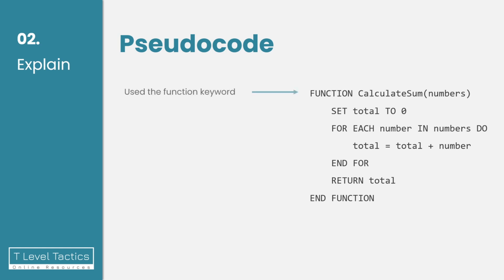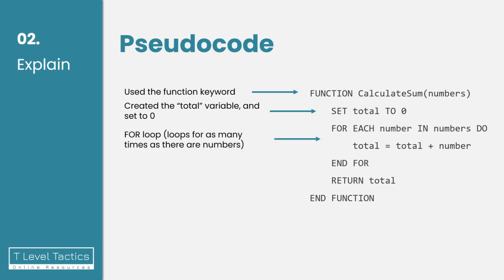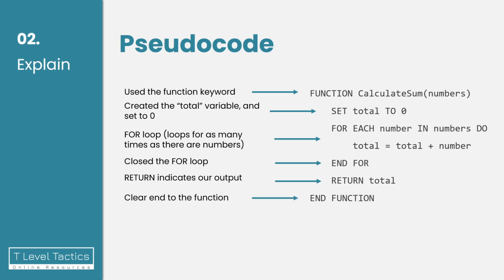So, we've used the function keyword at the top. We've created a total variable, set it to 0. We've used a for loop that loops for as many times as there are numbers. Closed the for loop at the end. Returned an output. And we've got a clear end to the function as well.